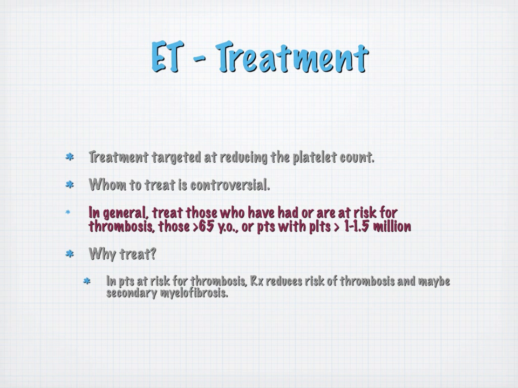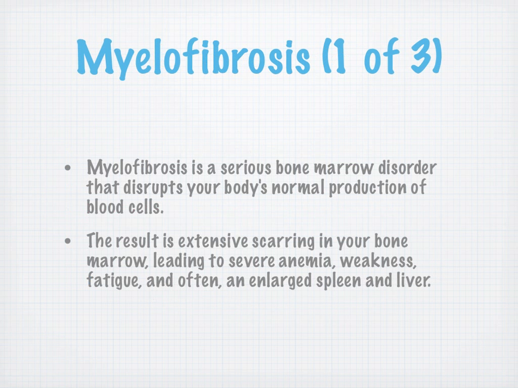And then ET treatment targets reducing the platelet count. Whom to treat is somewhat controversial, and in general, we treat those who have had or are at risk for thrombosis. And that would also be people greater than 65 years old or patients with platelets that are 1 to 1.5 million. Why treat? Because in patients at risk for thrombosis, treating reduces the risk and maybe secondary myelofibrosis. So we definitely want to treat this in those patients.